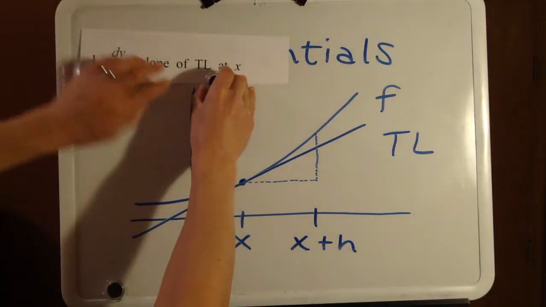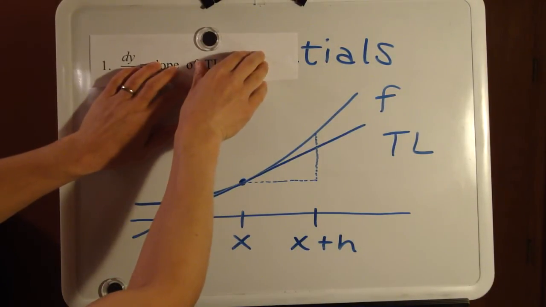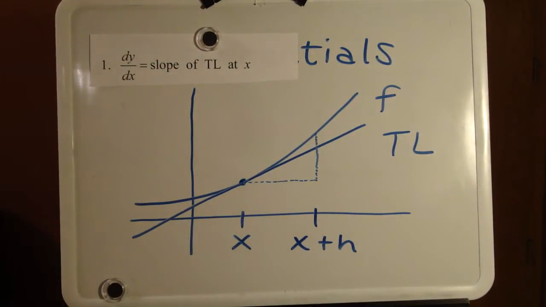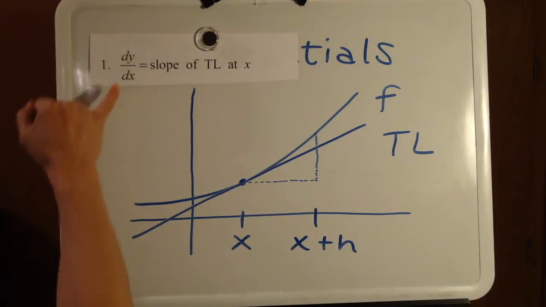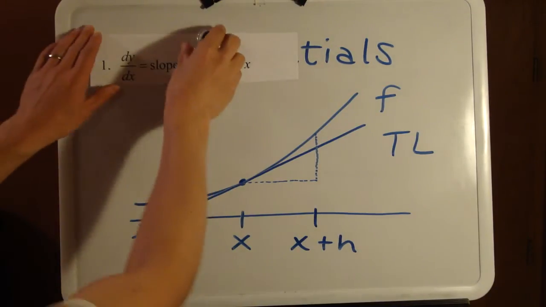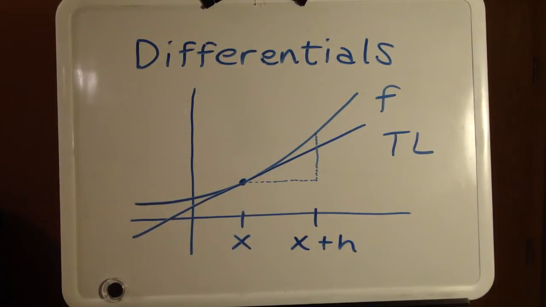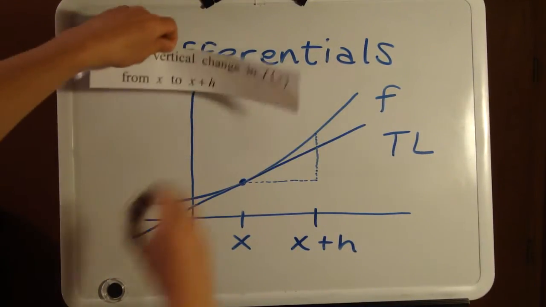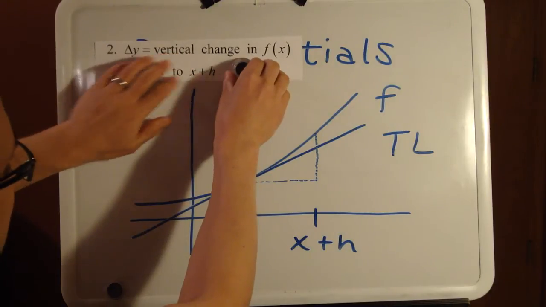So the first thing here that we already know from previous lessons is that we use the symbol dy dx to indicate the slope of the tangent line at the point x. Right? So we're going to spend a little bit of time in this lesson really talking about what the dy and the dx really mean. Okay, and here's an old one from algebra.